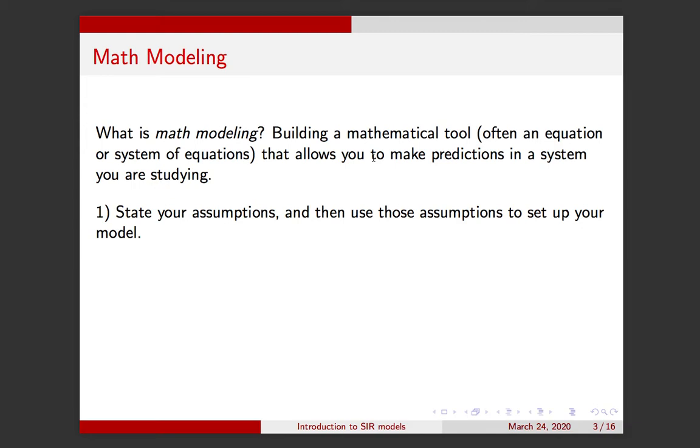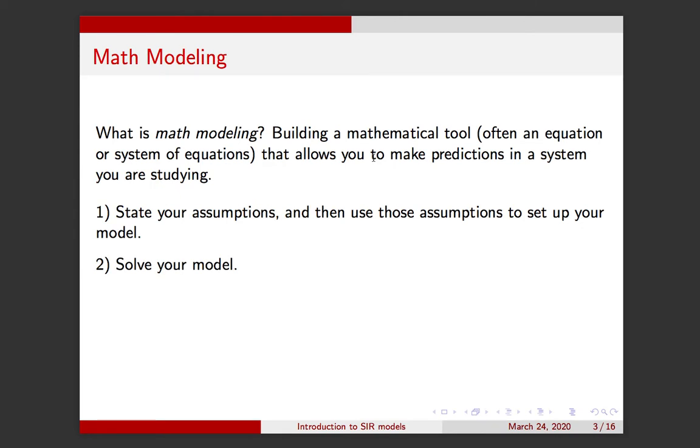Any math modeling problem has 4 steps. First, you state your assumptions, and you do this so that you can build your model. The classic example in physics is ignoring air resistance. That's an assumption you make, and that assumption allows you to build a model. So you just say up front what you're assuming.